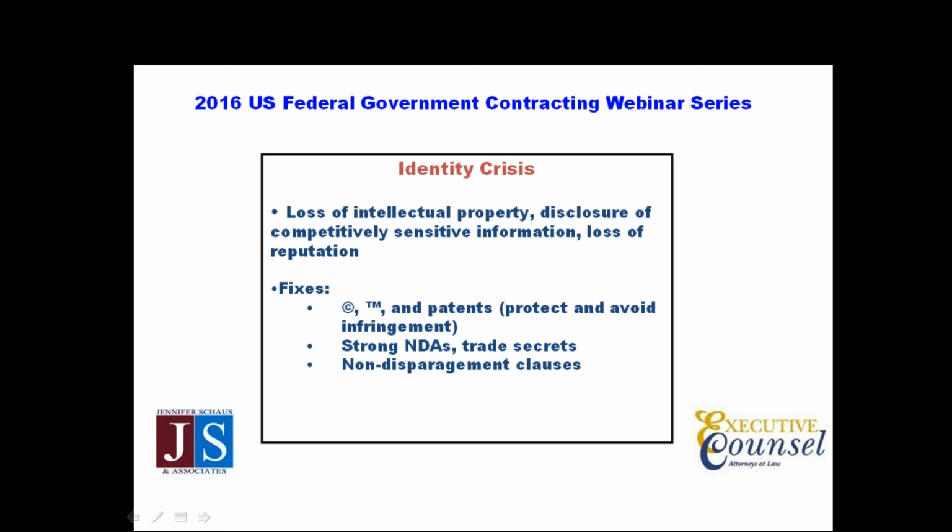I want to talk a little bit first about what I call an identity crisis of companies, and this has to do with making sure that you are in control of what you are. This is what a purchaser or an investor would be looking at you for. And the value in your company is going to largely be in your intellectual property, in your competitively sensitive information, in your reputation. And you need to make sure that you're not losing control of those assets and features inadvertently or just by not paying attention.